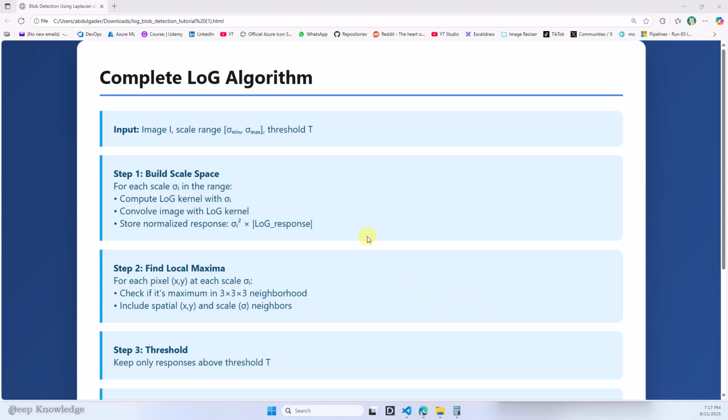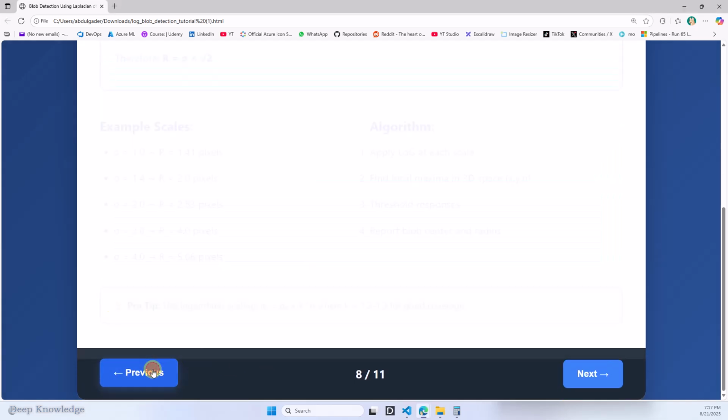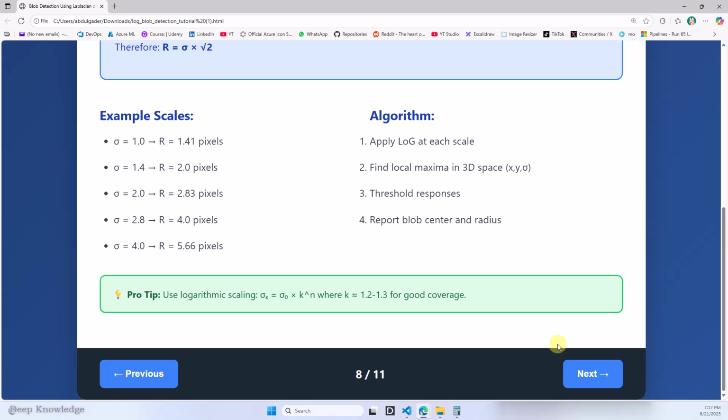Okay, now let's put everything together into our blob catching machine. So step one, we build our scale space. Think of it as creating multiple versions of our image, each optimized for a different blob size. We have seen this in the previous part, with the different scales.